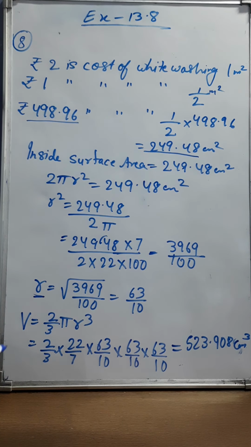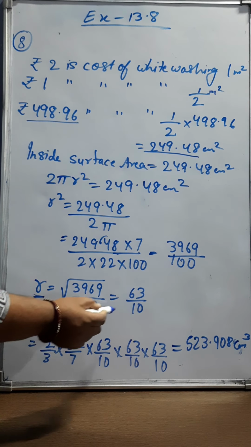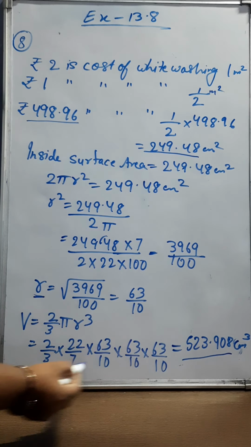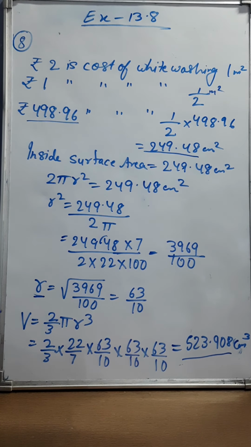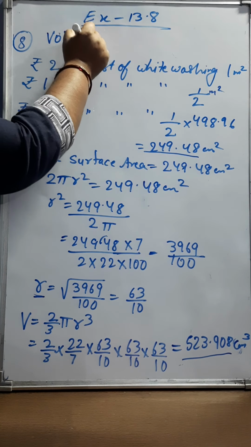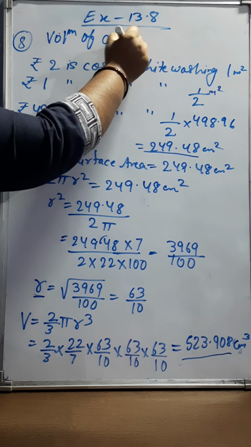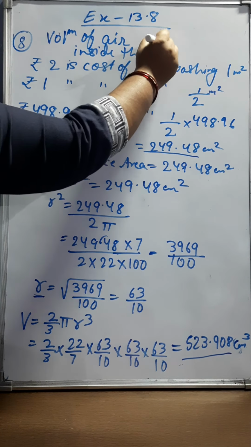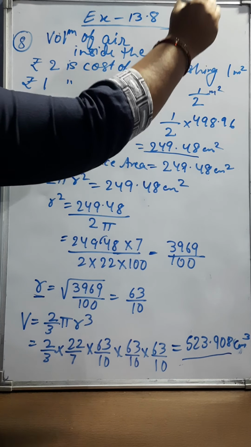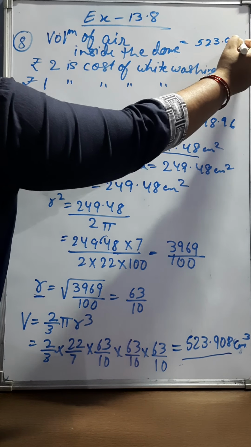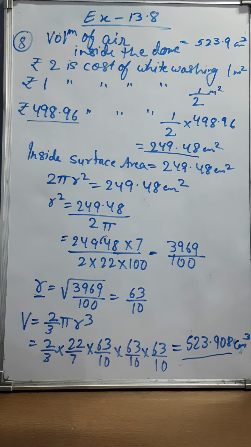Now we calculate its volume, which is 2 by 3 pi r cube. By putting the value of r as 63 by 10, we will get approximately 523.908 centimeter cube. So we can write volume of air inside the dome is equal to 523.9 centimeter cube approx.